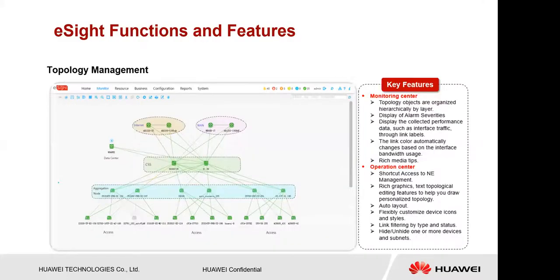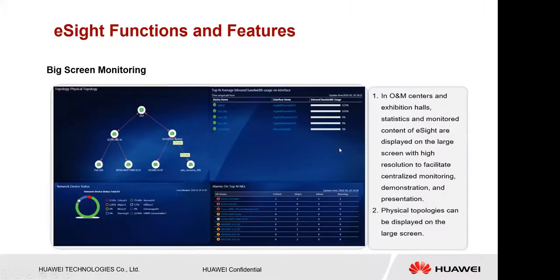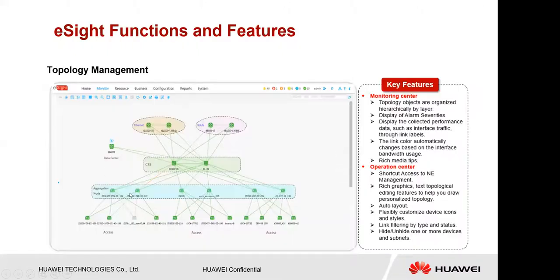The next part is topology management, which is one of the eSight functions also, where you can see your own topology in the page. These topology objects you can organize based on their network characteristic. For example, this is the core layer, so you can put it in the core layer. We have the aggregation or maybe the distribution layer. And below here, we have the access layer switch.